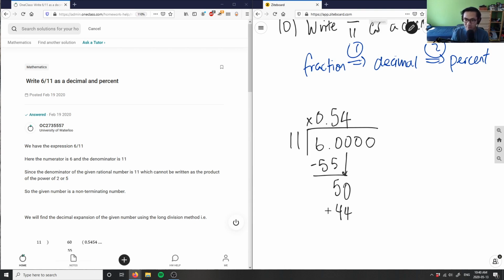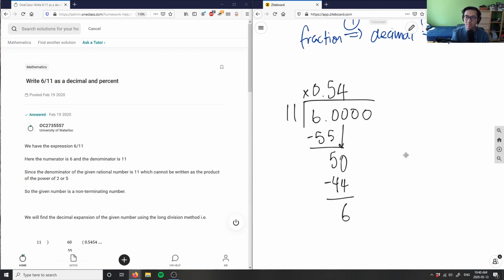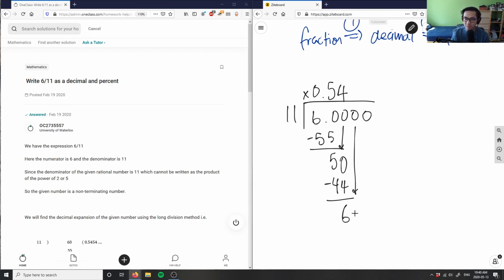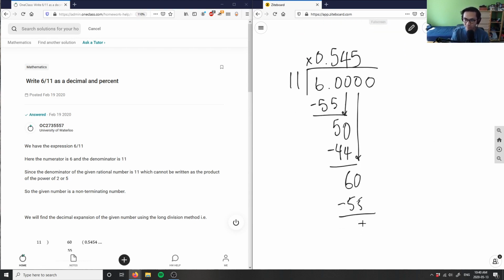So 4 times 11 here is 44. Minus that would give me 6 again. And then I bring down the 0. And then 11 times what number is 60? Well, 11 times 5 here is 55. 60 minus 55 here is 5. And bring down the 0 again.